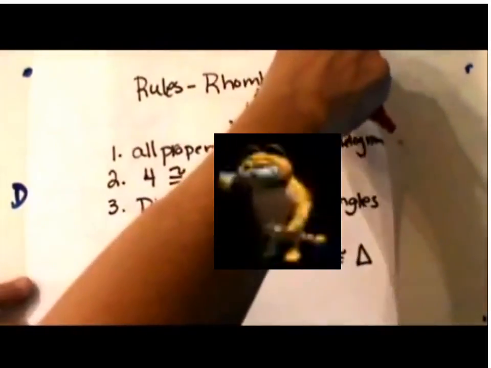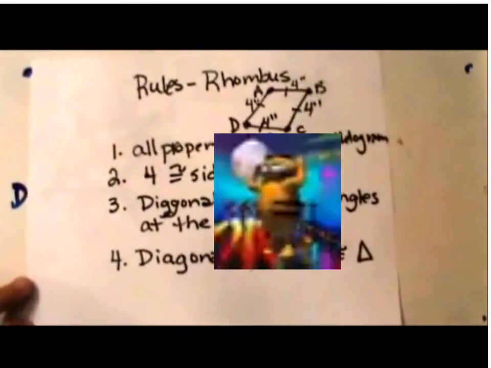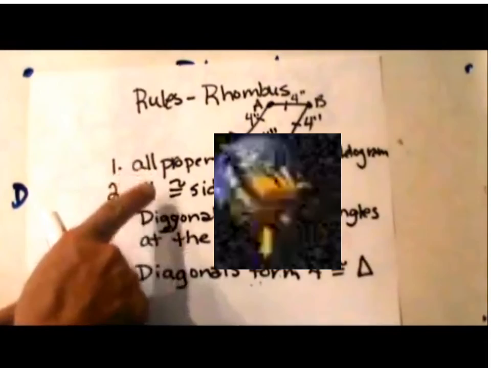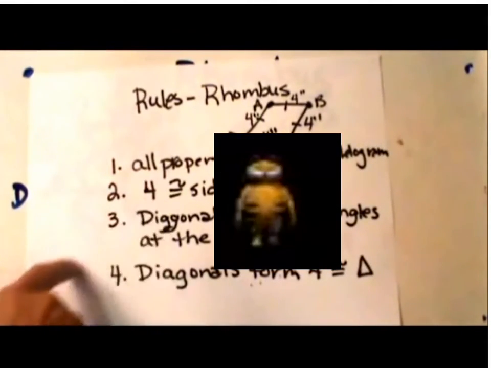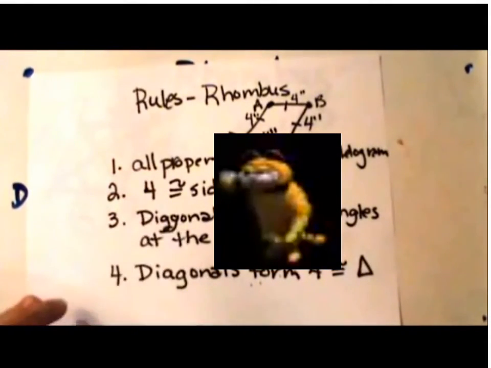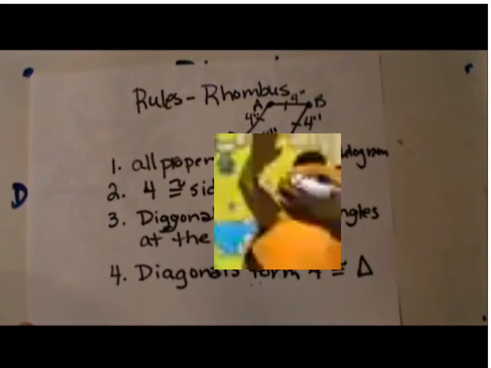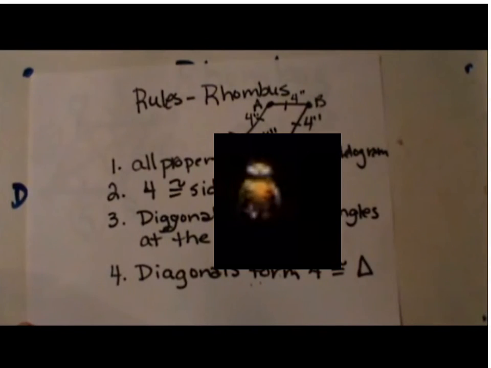I'm going to throw up here, since we're running short on time, all the properties of a rhombus. It has all the properties of a parallelogram. It's also got four congruent sides. The diagonals form right angles at the center, and the diagonals form four congruent triangles that reflect upon each other.